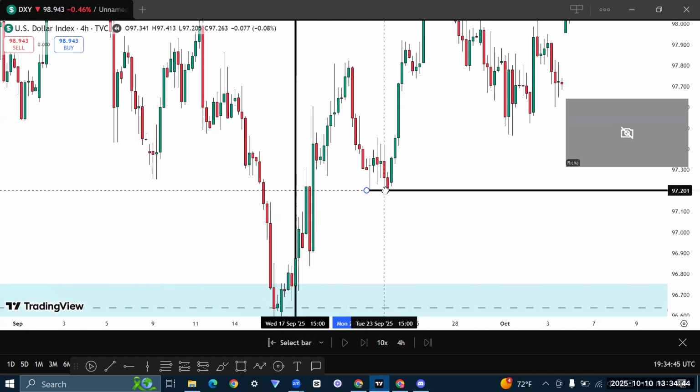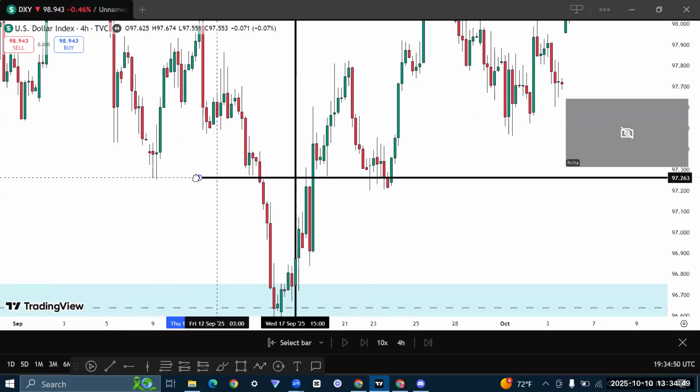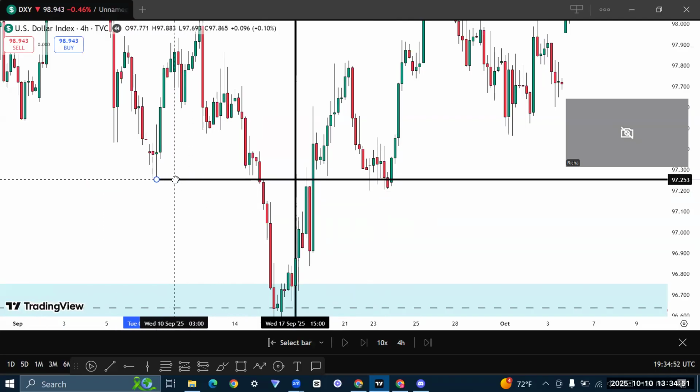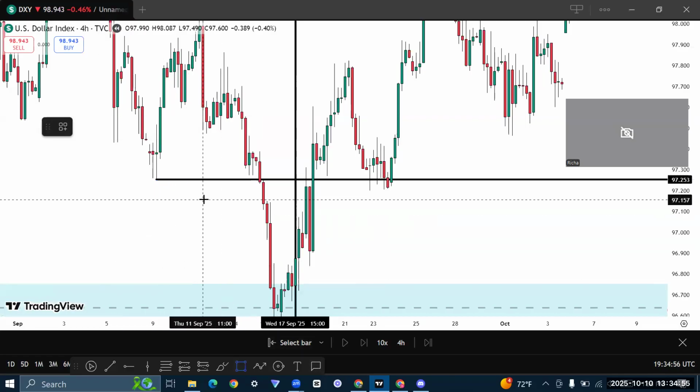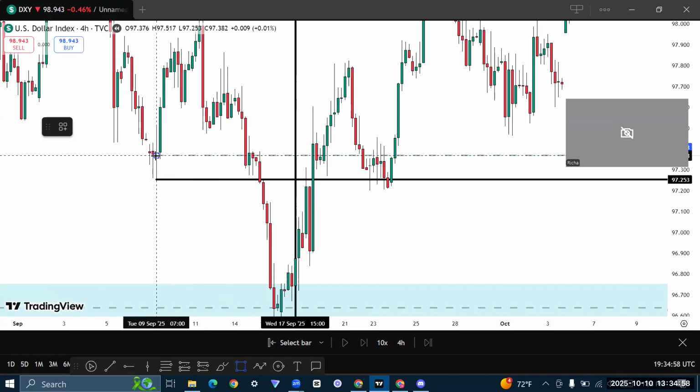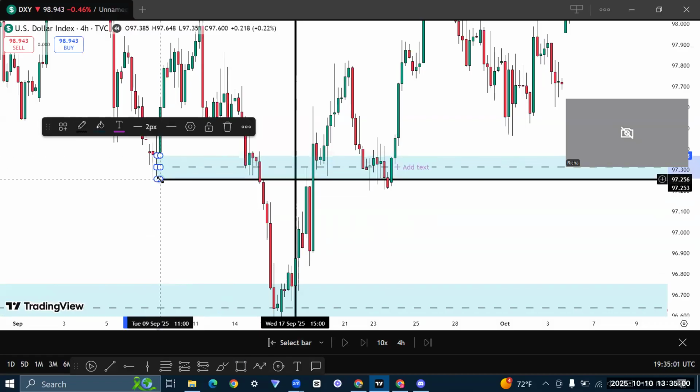Yeah, but only if you use the box. If you use the box. Oh, okay. The reason I like to use both is because the line represents exactly where price stopped. The box represents exactly the range of that wick.